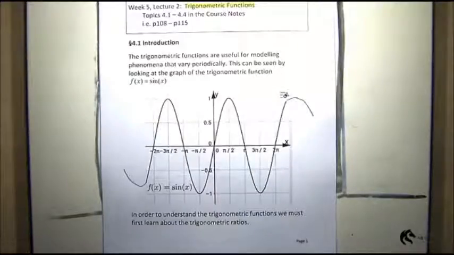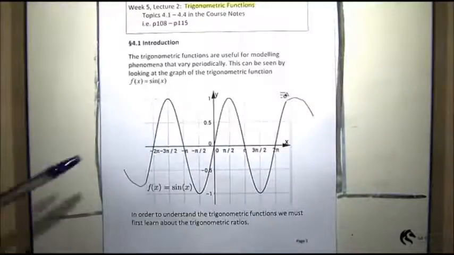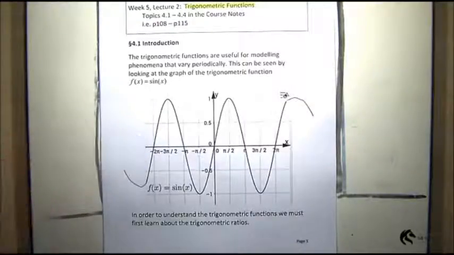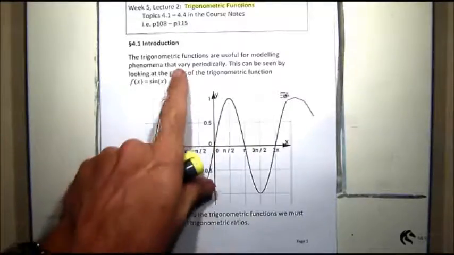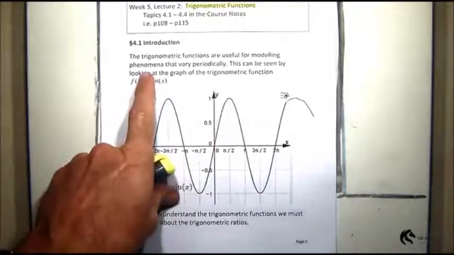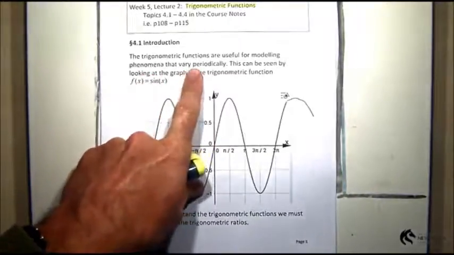Exponential functions are good for modelling things like population growth. We saw logarithms were good for earthquakes. Polynomial functions are good for all sorts of things. But we do need to add this one to our repertoire. So that's what we aim to do. Trigonometric functions are useful for modelling phenomena that vary periodically.